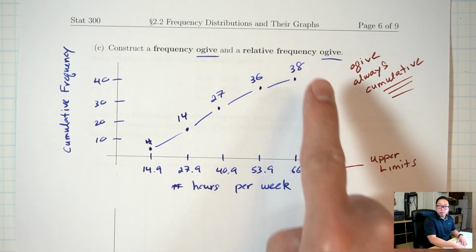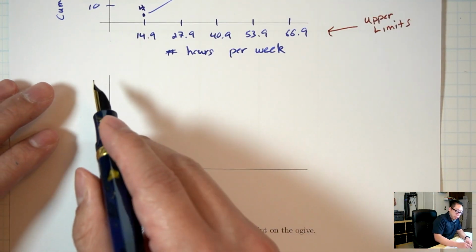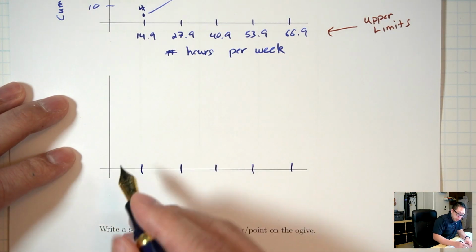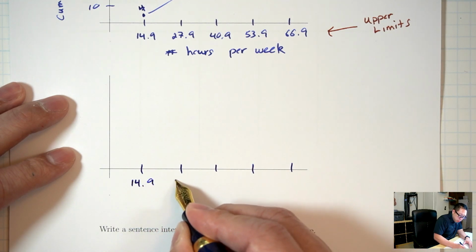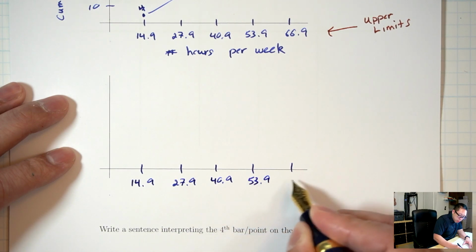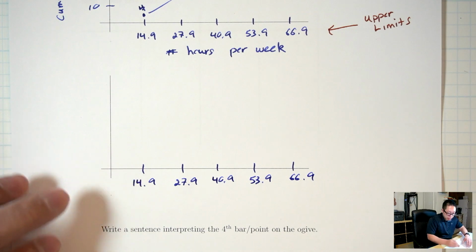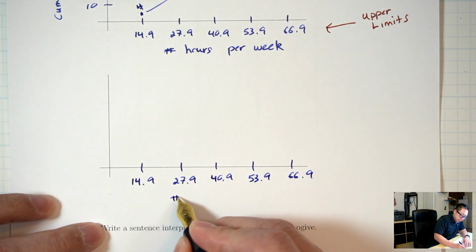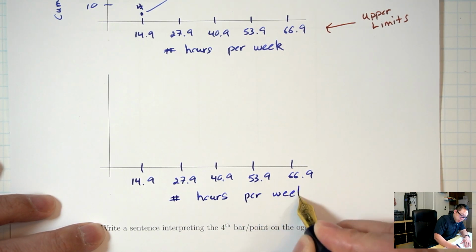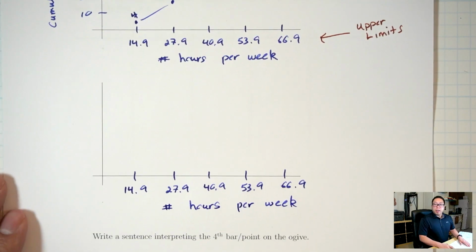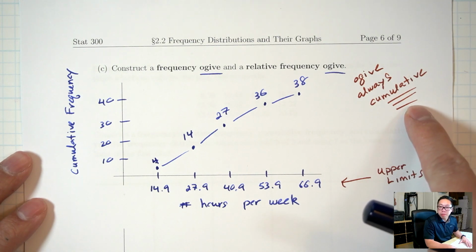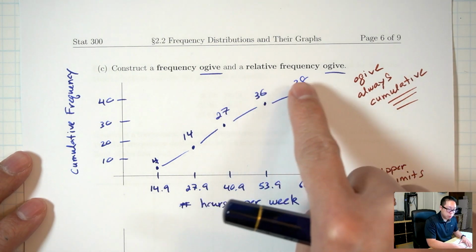A relative frequency ogive, same thing. We're going to put upper limits on the x-axis. These are the same numbers: 14.9, 27.9, 40.9, 53.9, 66.9. And then the data represents number of hours per week. It's called a relative frequency ogive, but with an ogive, always add the word cumulative to it, so you should actually be putting cumulative relative frequency.